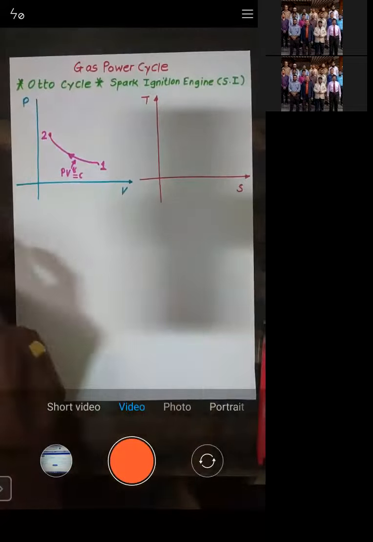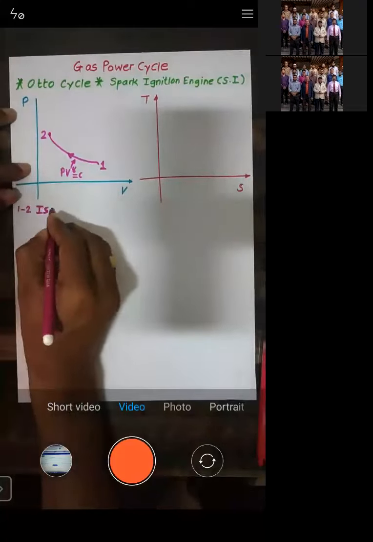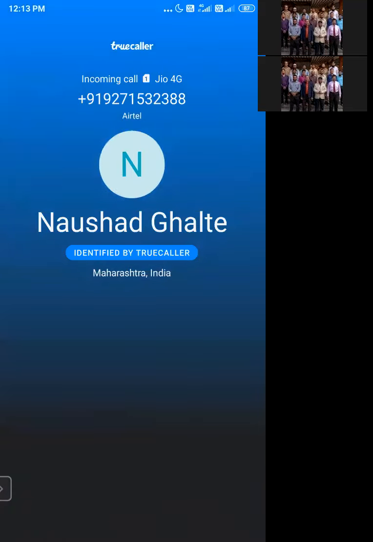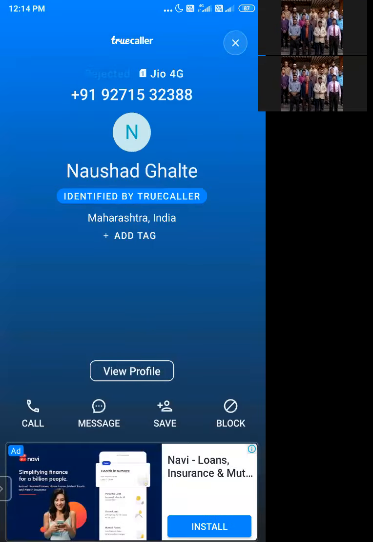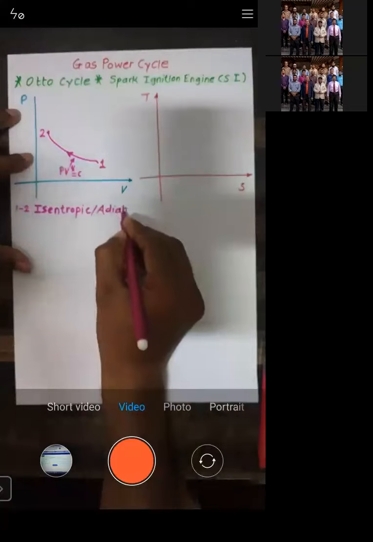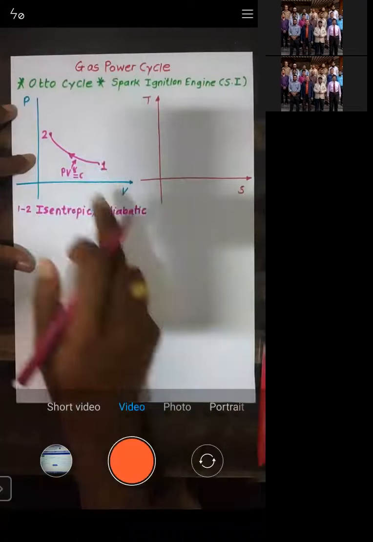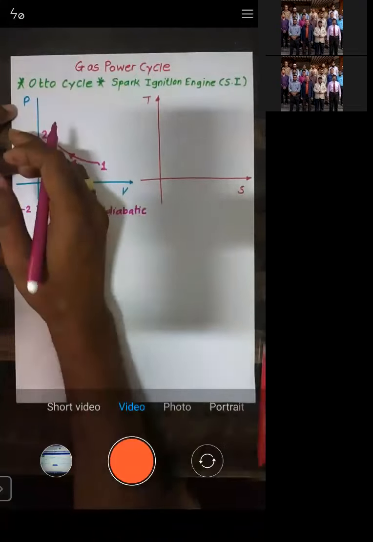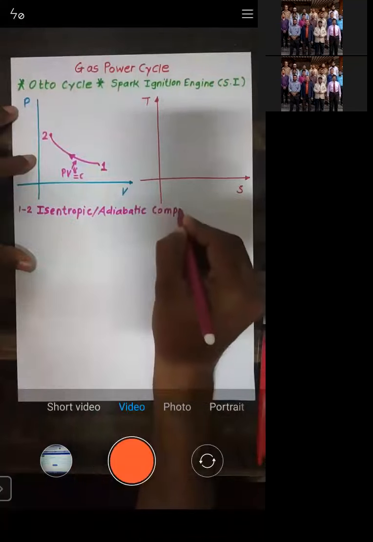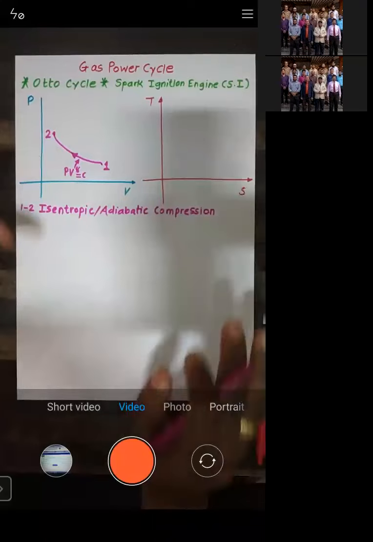So when we talk about the process 1 to 2, obviously it's isentropic, also known as adiabatic. Isentropic is the same as adiabatic. And what happens during 1 to 2? Volume decreases and pressure increases, and such a process is called compression.